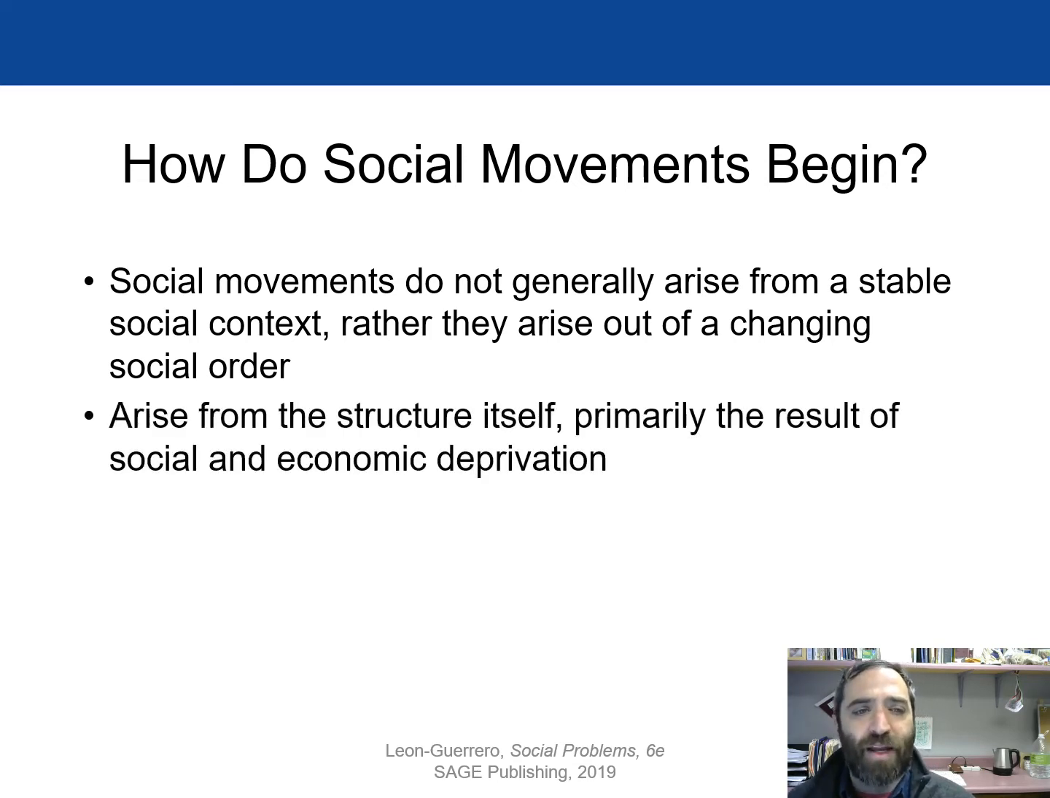All right. It arises from the structure itself, which means that it's not an act of individual will. There's something going on in the structure that is causing some people to not get their due. They're deprived. There's some sort of social or economic deprivation. They're not allowed to participate fully in society. They're not allowed to make an income, or they're not making an income that is sufficient.